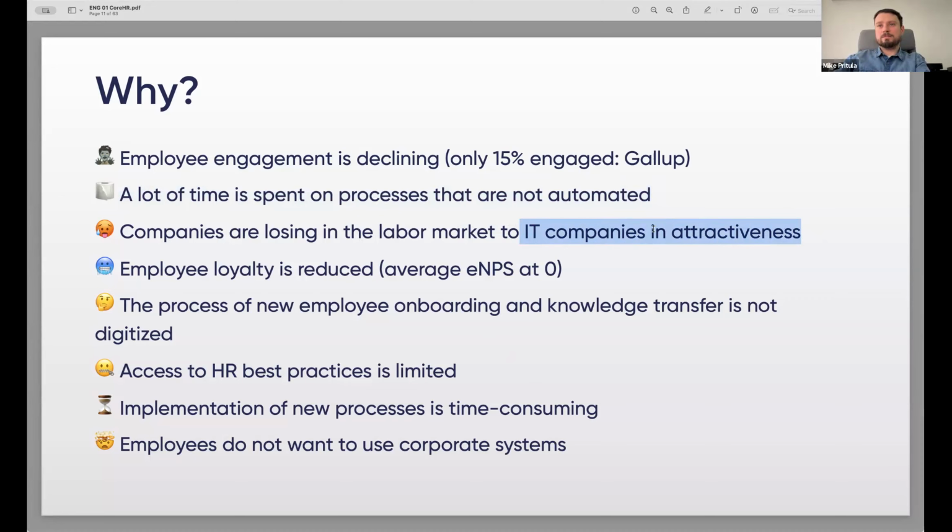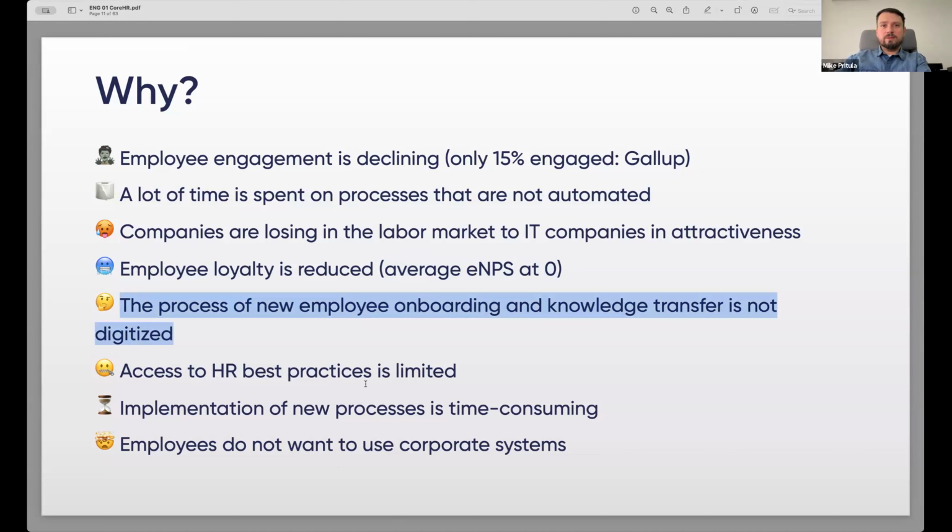If you are in a classic business, in a production or retail business or industry, the pharmaceutical industry, they are not so attractive. All surveys and research show that. Employee loyalty is reduced. On average, eNPS, which is Employee Net Promoter Score, is around 0 in general, right? Because there are some companies with high NPS, and some with lower NPS, but on average it's like 0. The process of new employee onboarding and knowledge transfer is not digitized in so many companies.